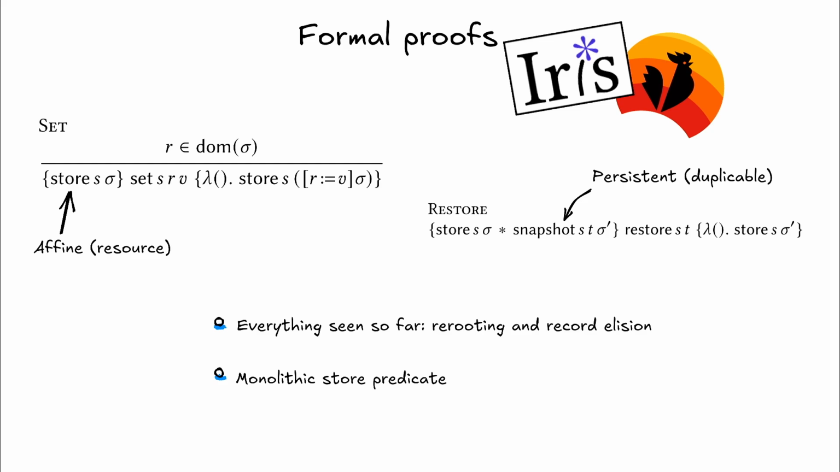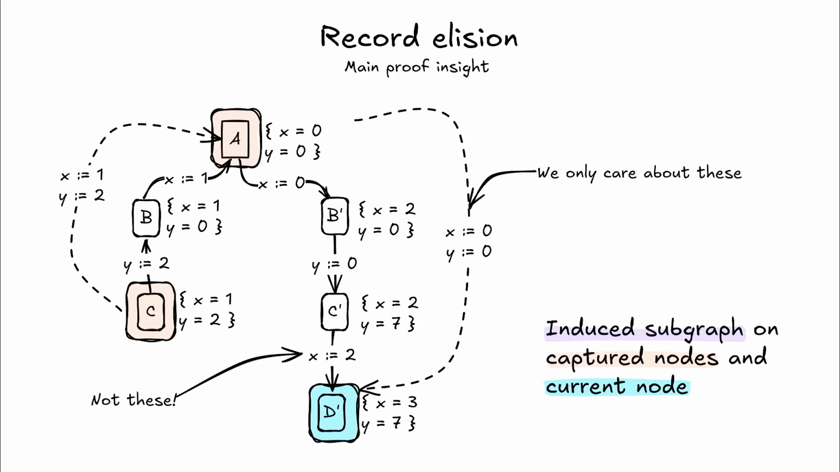There are some bits and pieces that I didn't talk about that are not in the proof, but we have a monolithic predicate for the store that says that a store represents some functional state, and this is an affine resource. Ideally, we would have wanted to have linear types for our stores, but that's not available in the programming language we use. And we also have a snapshot predicate, which this time is persistent and can be reused as much as you want.